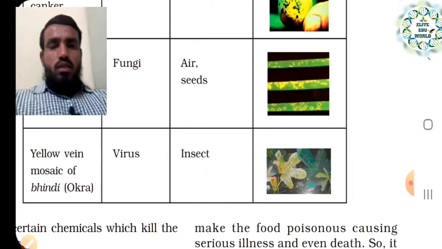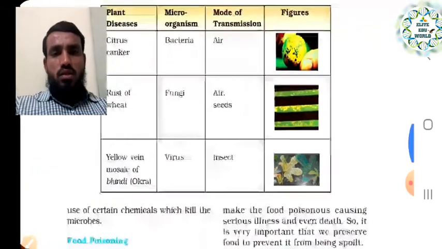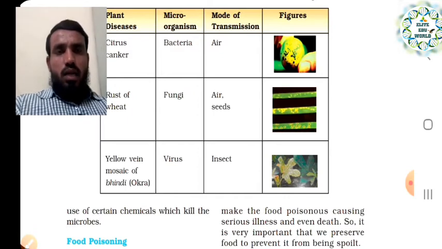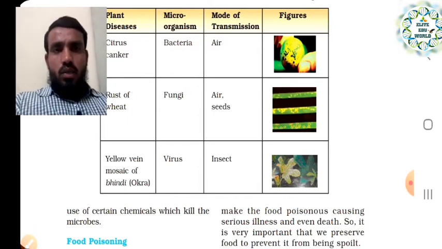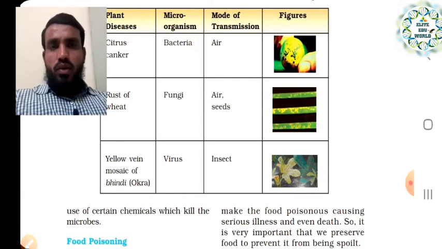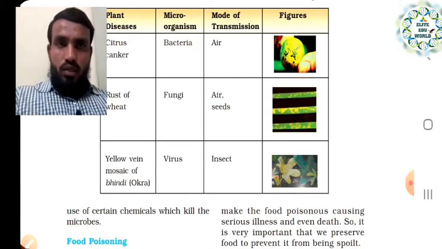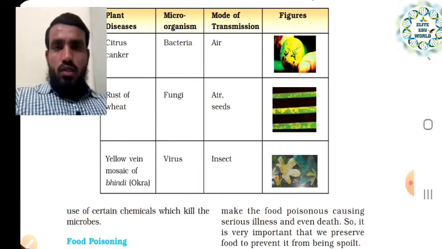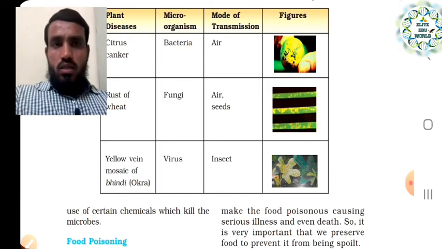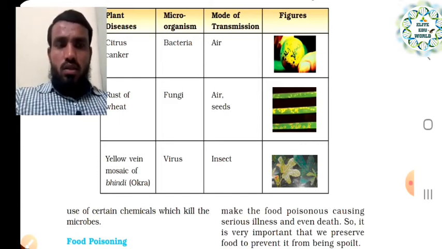So these diseases, whatever diseases we have discussed, in this table we can see the name of the diseases and how they can be transferred from one plant to another plant. All these diseases we have seen are especially for plants only. In the plant, which kind of diseases, how they can be transferred, and who causes the disease: bacteria, fungi or virus. And how it can be controlled.